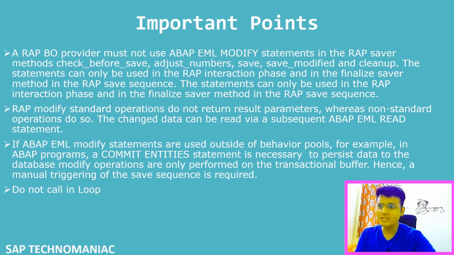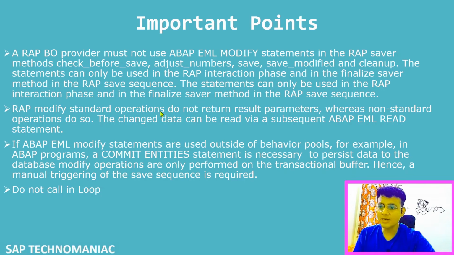There is only one save sequence method, which is the finalize method, where we have to use the modify statement to finalize our data. Apart from that, we should not use it in the save sequence. During the save sequence, whatever methods are called, we should not use the modify statement. That's very important, apart from the finalize method, which is the exception. In the interaction phase, we can use the modify statement whenever we want.